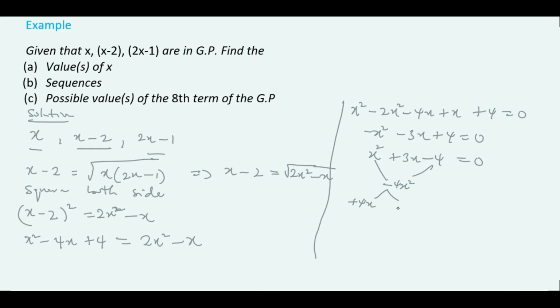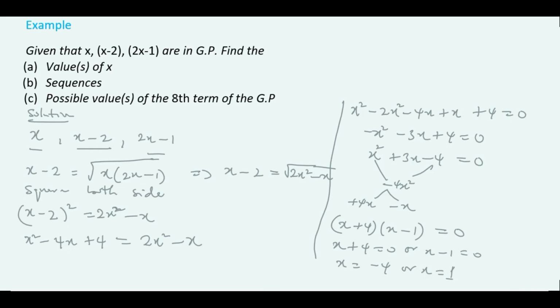Plus 4x minus x will give us plus 3x. So our answer is x plus 4 and x minus 1. 4 minus 1 gives us 3. So you have this, or you can use any other method you know to solve a quadratic equation. That's not a problem. So our final answer here is x plus 4 equals 0 or x minus 1 equals 0. You now have x equals minus 4 or x equals 1.